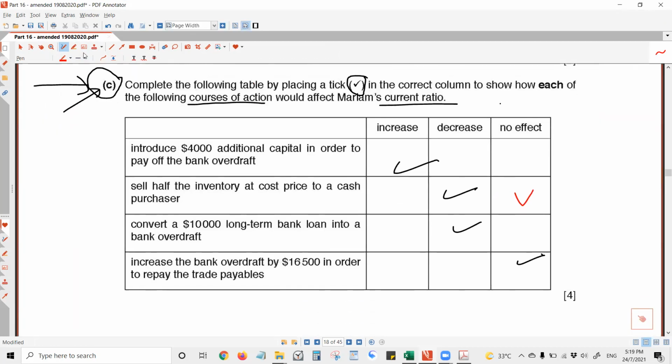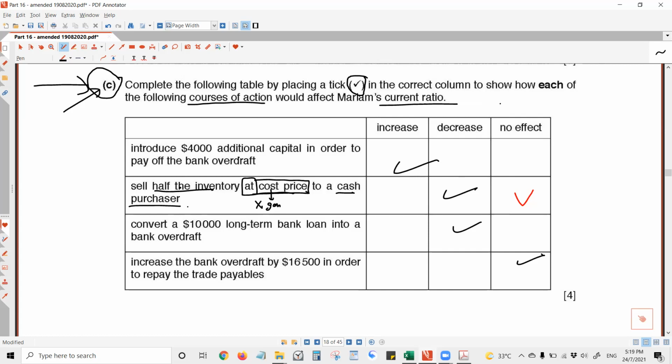So why no effect? It says sell half the inventory at cost price to a cash purchaser. So it means that you sell at cost price. So cost means the price for which you bought from supplier, right? And now you sold at the same price to the customer. Would you make money? No. So no gain, no loss. It means that you sell at the same price which you bought from the supplier at.